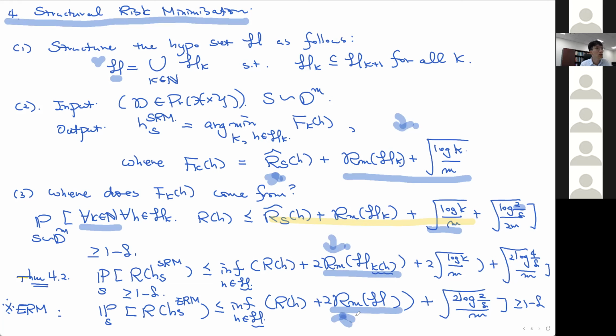And in fact, some incarnation of this structural risk minimization appears very often in machine learning algorithms. Okay, sorry about going over time, and we're gonna continue to discuss this on Thursday. Okay, so thank you very much.